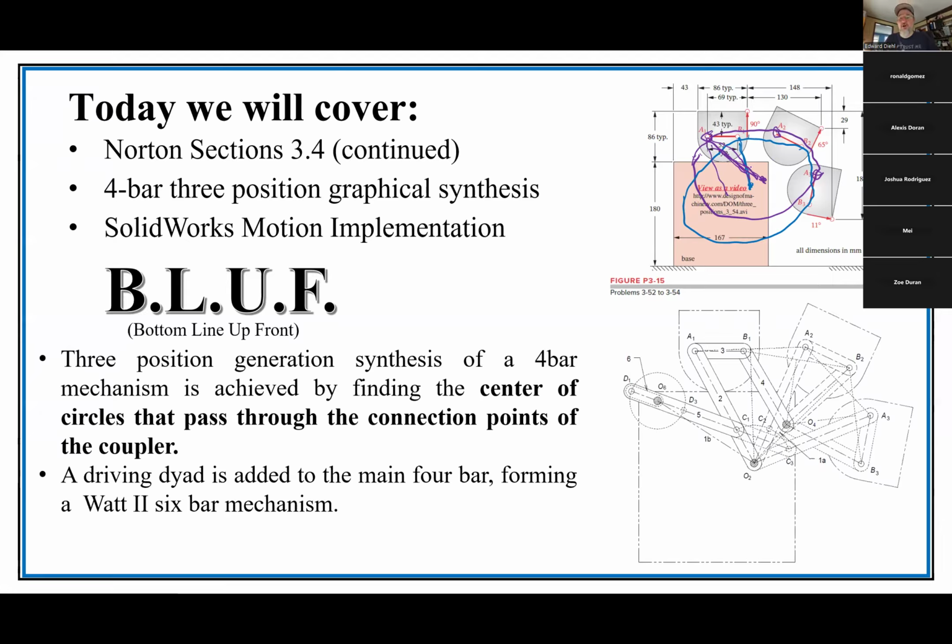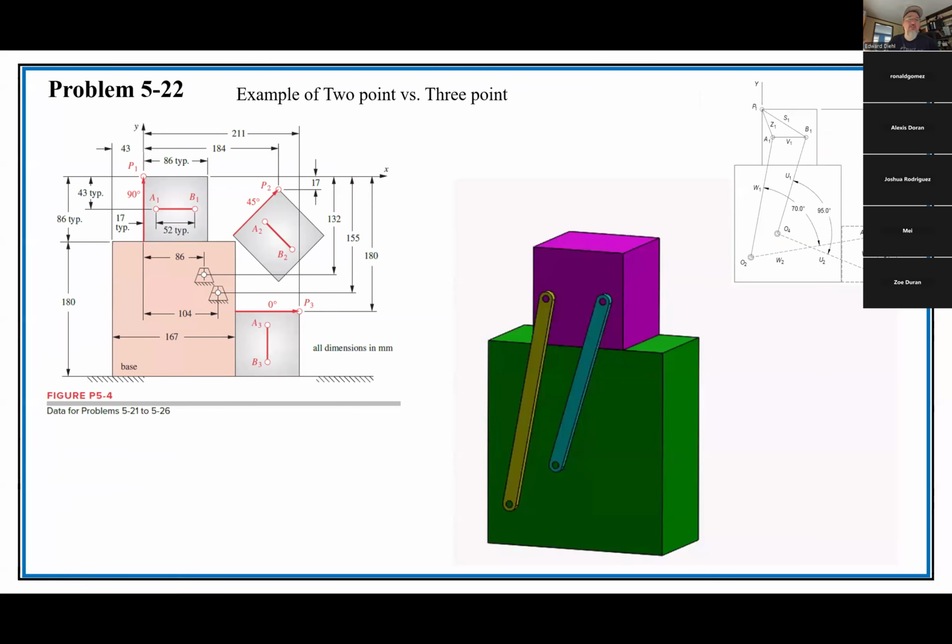All right, so this is what they're showing from the example in the solution manual for this. Then we can also add a driving dyad onto this and make it go back and forth, and voila, we've made a 6-bar. This is actually, I believe, a Watt 2 6-bar. Might be a Watt 1. I didn't double check. So here is an example of 2-point.